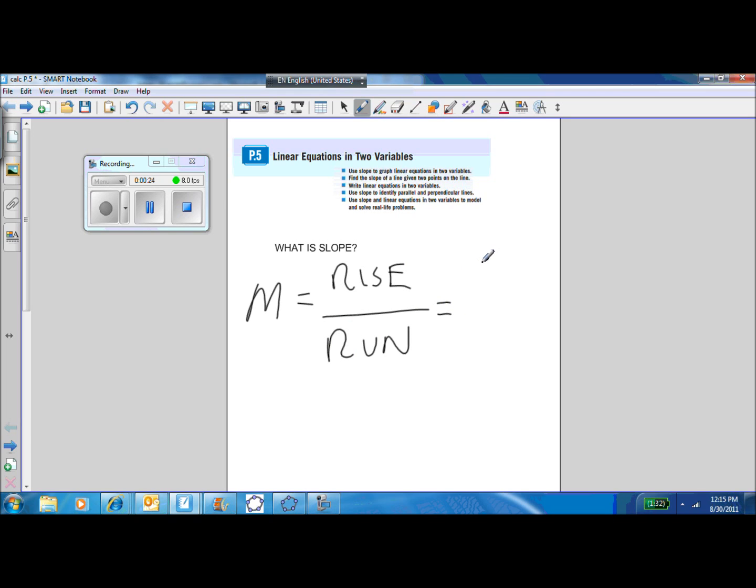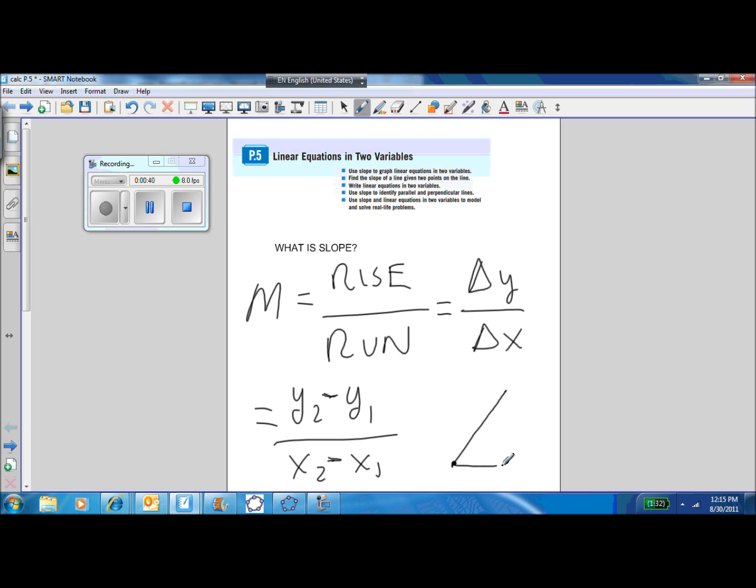Get the formula by looking also at change in y over change in x. That's a little delta symbol, means change in. So you can look at it as y2 minus y1 over x2 minus x1. So that's slope. And so if I go over 2 and up 3, that's a slope of 3 halves.